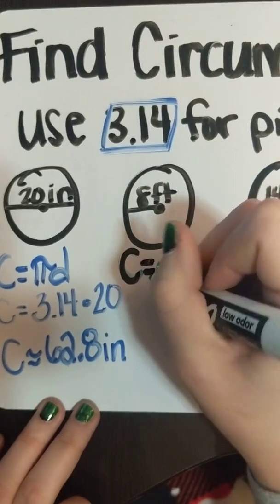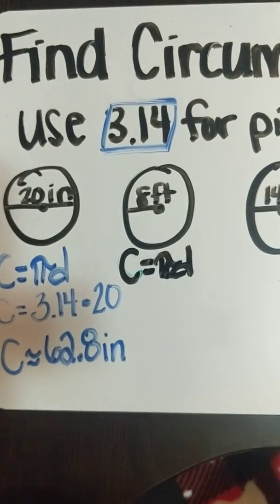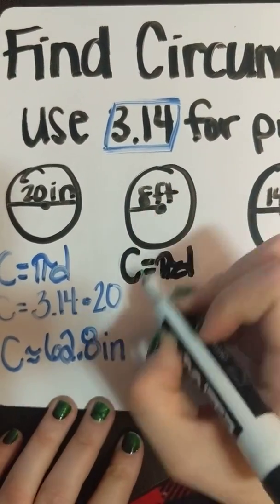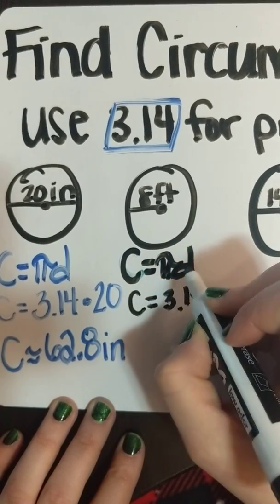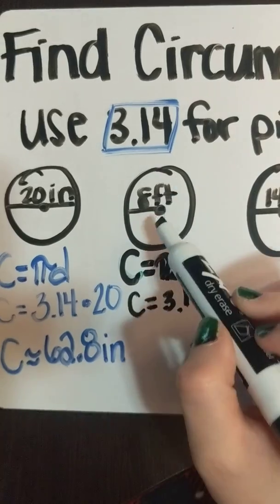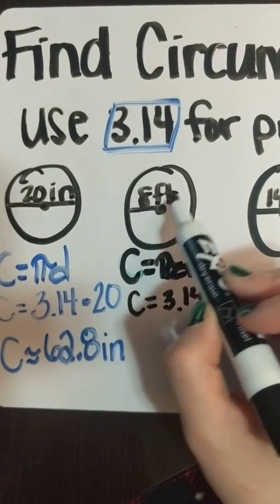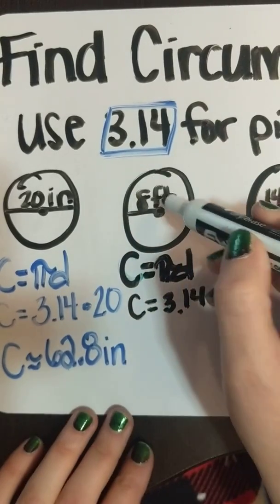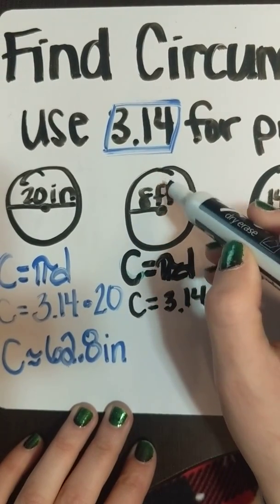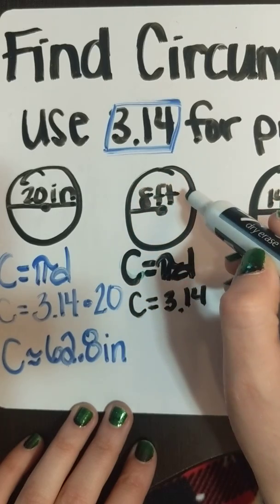Circumference is equal to pi times diameter. So, circumference, pi, well, I know that that is 3.14. Diameter, I don't have the diameter. I have 8 feet. So I need to figure out the entire distance across. If I know that half of the distance is 8, I need the whole distance.